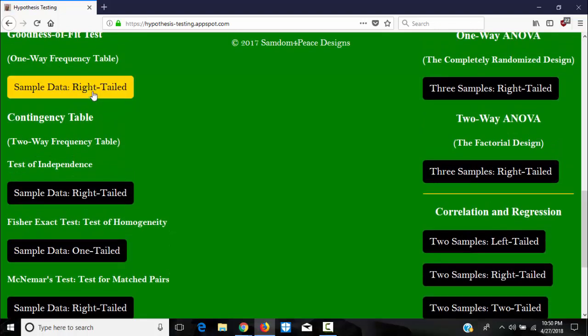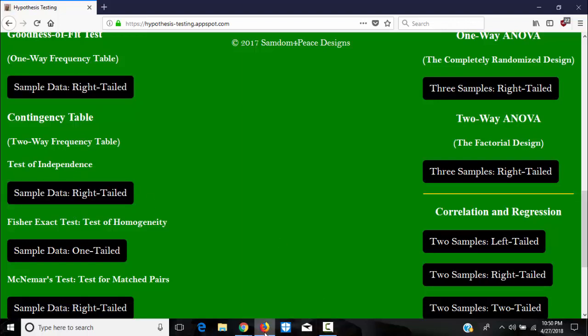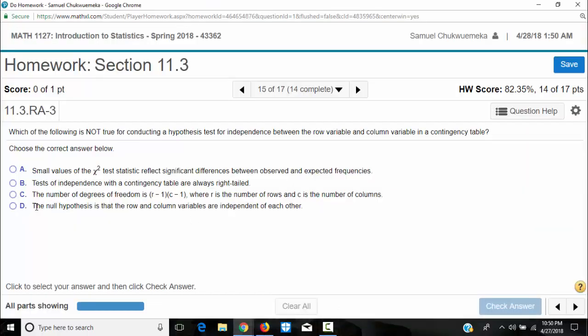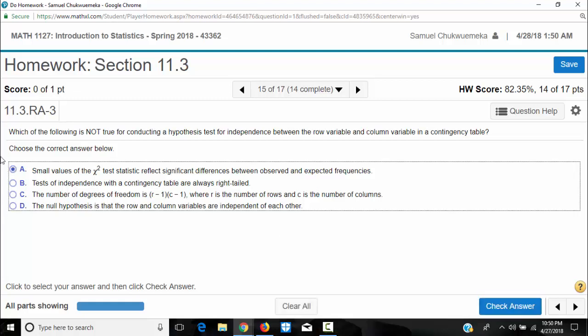The same thing with goodness of fit test. One-way frequency table is always right-tailed. That's true. C, the number of degrees of freedom is row minus 1 times column minus 1. Yeah, that's right. R is the number of rows, C is the number of columns. D, the null hypothesis is that the row and column variables are independent of each other. That's right. So A is not true.